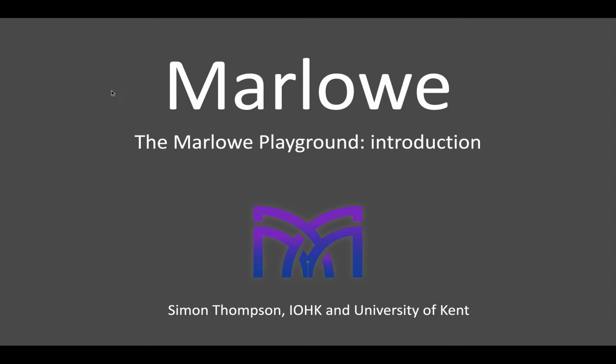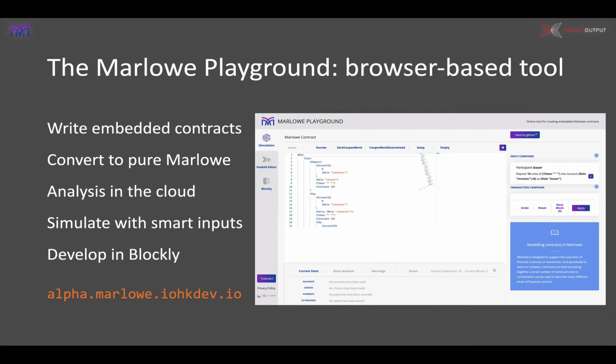In this video, what I'd like to do is introduce the Marlowe Playground, our web-based application for interacting with Marlowe contracts. So we can do a number of things in here. We can write embedded contracts, so contracts that use Haskell to help us describe the contract. We can convert those contracts into pure Marlowe. We can analyze the contracts in the cloud. We can simulate their behavior with a smart input facility. And also we can develop contracts in an entirely visual language called Blockly.